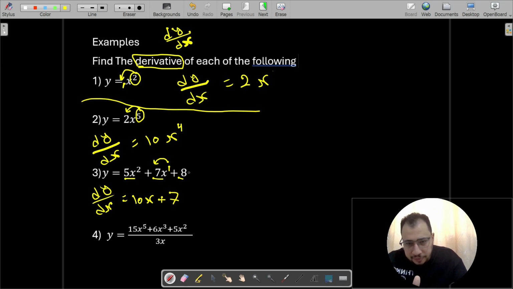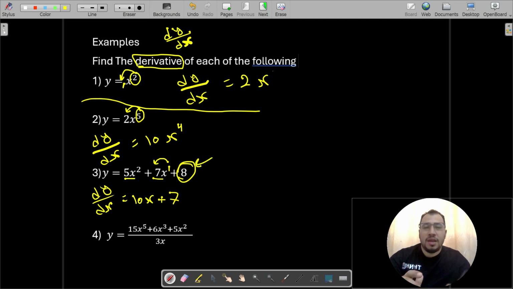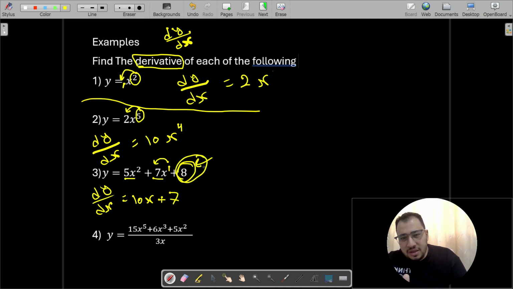Okay. This 8 here doesn't have any x's. In other words, this 8 is a constant. If you get the derivative of a constant, it's going to be 0 because there is no rate of change in that, and we'll speak about this in another video. So the derivative of 8 is 0, and this is your final answer.